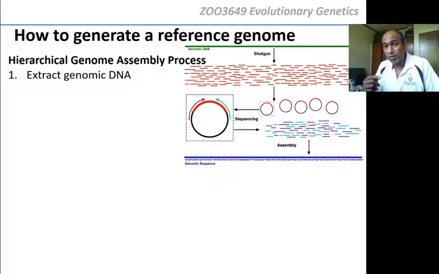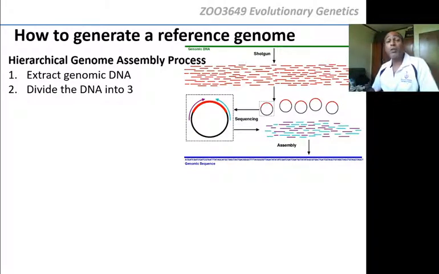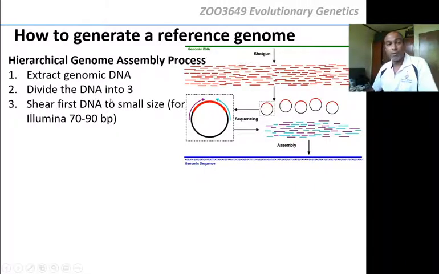That's the hard part. That's why you need to divide the DNA into 3 tubes. Okay? This green genomic DNA that you've extracted here, you put it into 3 tubes. Okay? The first tube, you shear, make everything a small size, the way you would do with RADseq. All right?